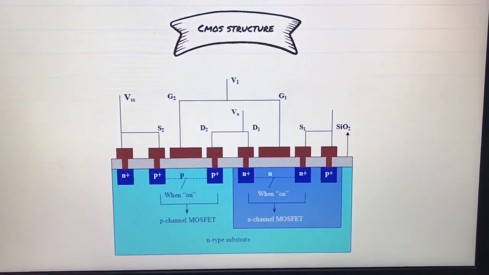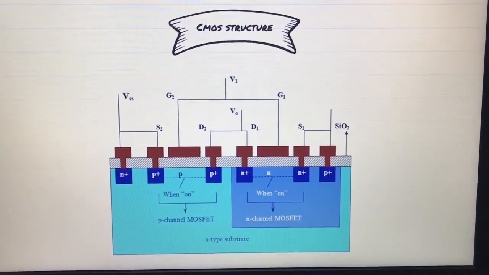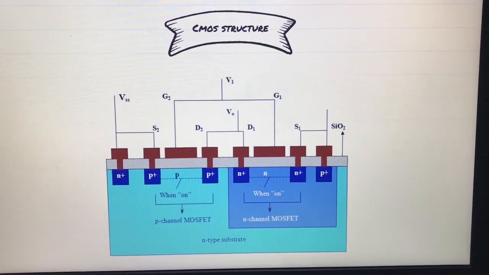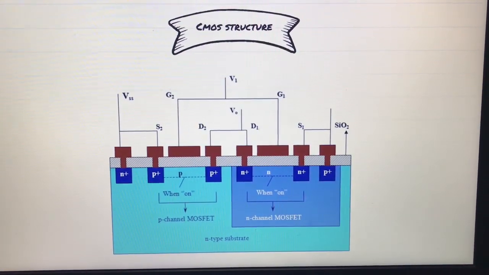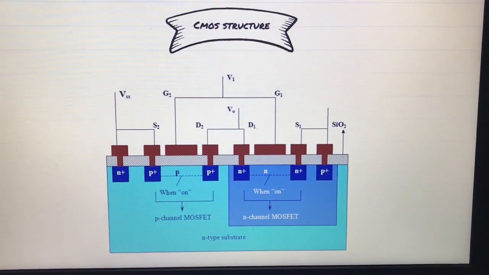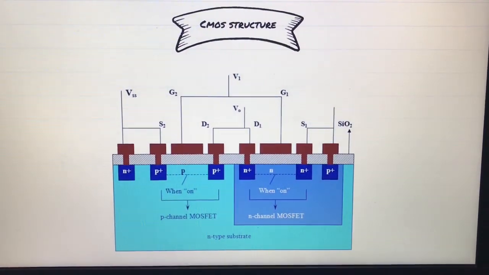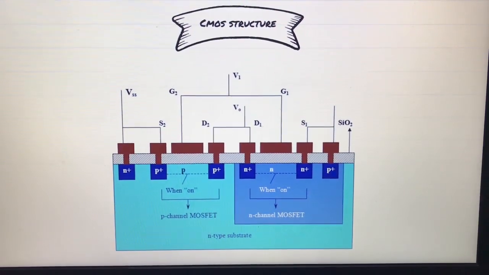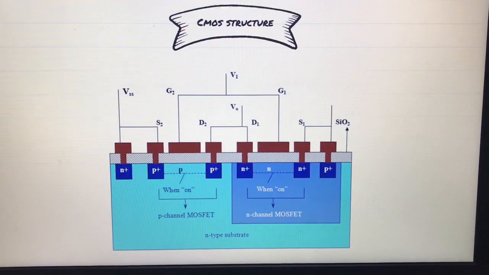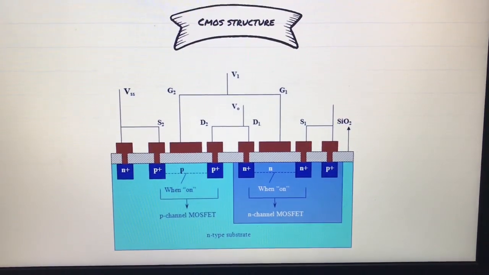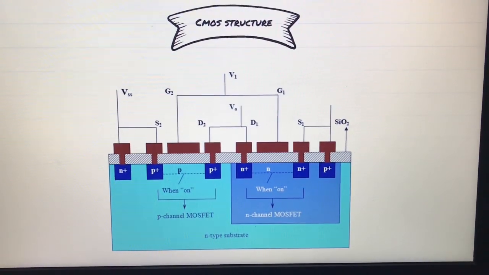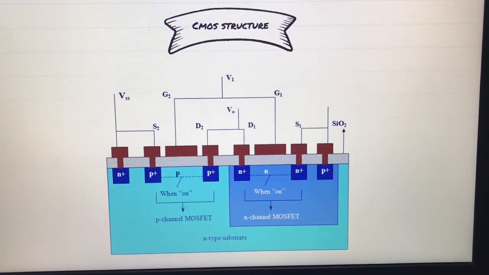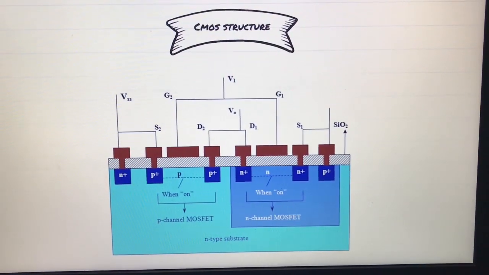Next is the CMOS structure. As we know, a PMOS has an N-type substrate connected to the positive supply voltage. And the NMOS has a P-type substrate connected to the ground. Each source, drain, and gate is isolated from the body of the transistor. They use silicon dioxide and also polysilicon or metal.